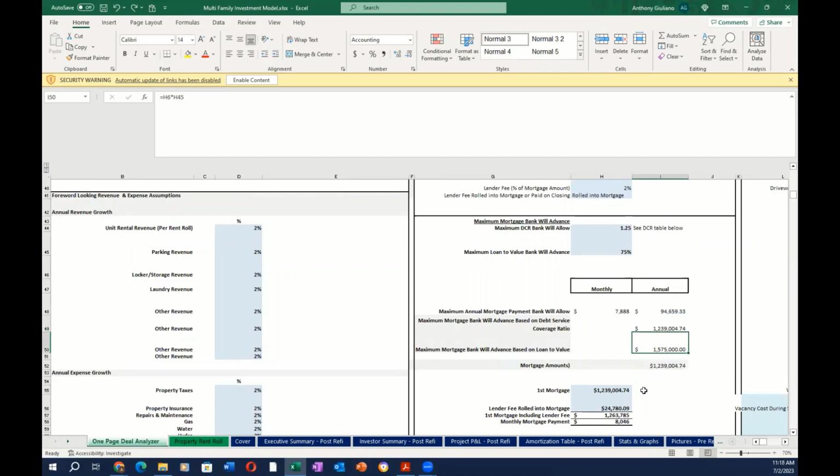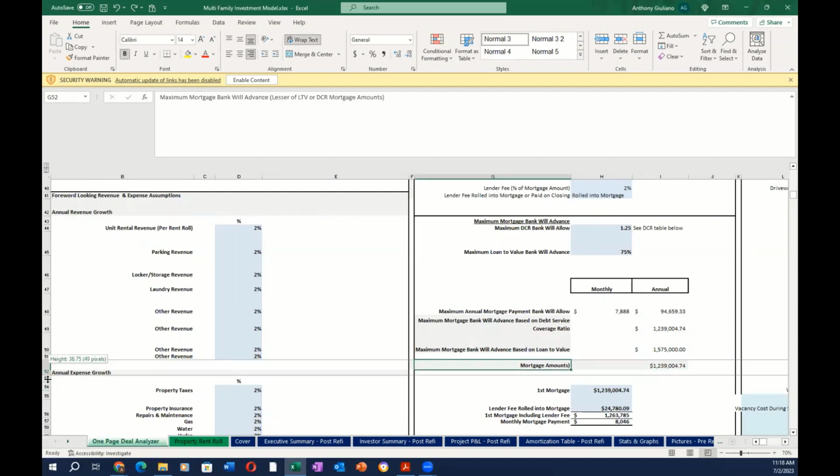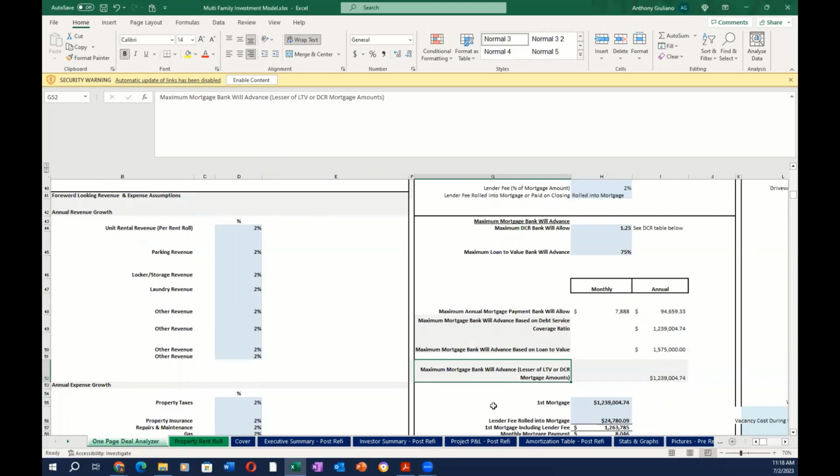And at the same time, based on that purchase price and 75% loan to value, the bank will only advance 75% loan to value. And so therefore, the maximum amount that the bank will advance to you in terms of your mortgage will be the lesser of the two: the lesser of the amount the bank will advance with respect to debt service coverage ratio, or the maximum the bank will advance with respect to loan to value.